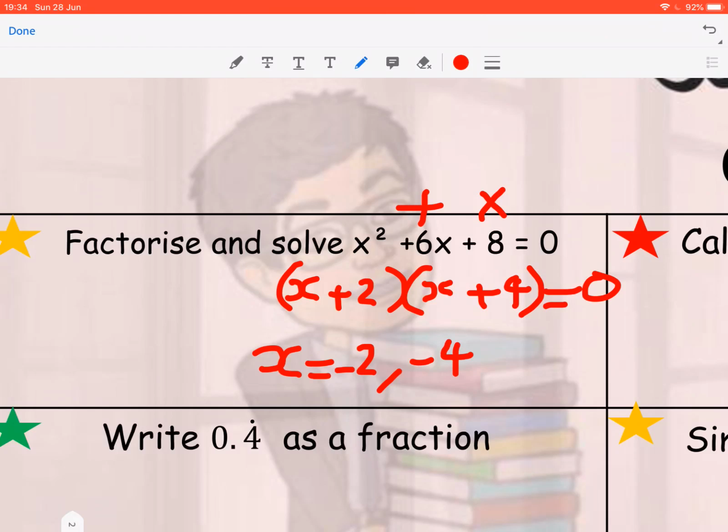It has to do that because the whole thing is equal to 0. Because it's equal to 0, one of those brackets has to be 0. For things to multiply together to make 0, one of them has to be 0. So my two answers are x equals minus 2 or x equals minus 4. That would be 3 marks in a real exam, 2 points now.